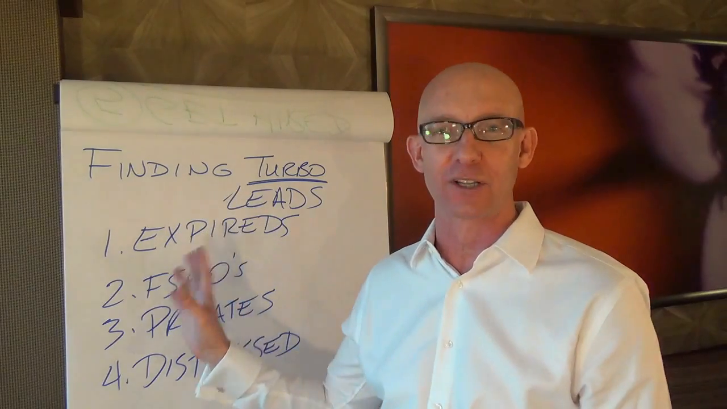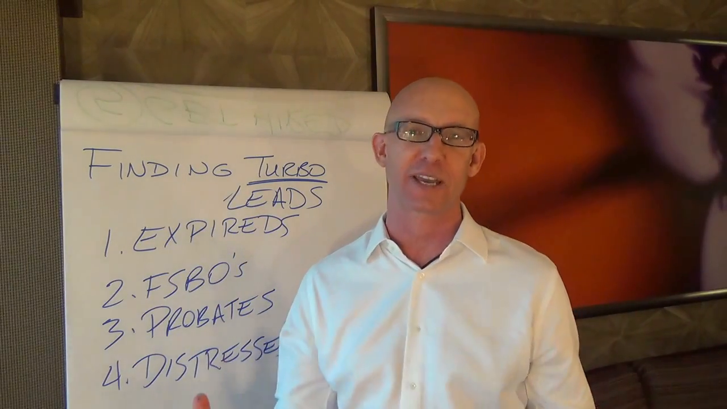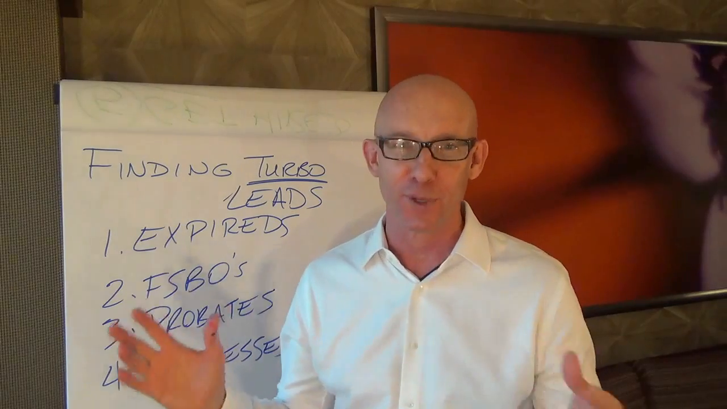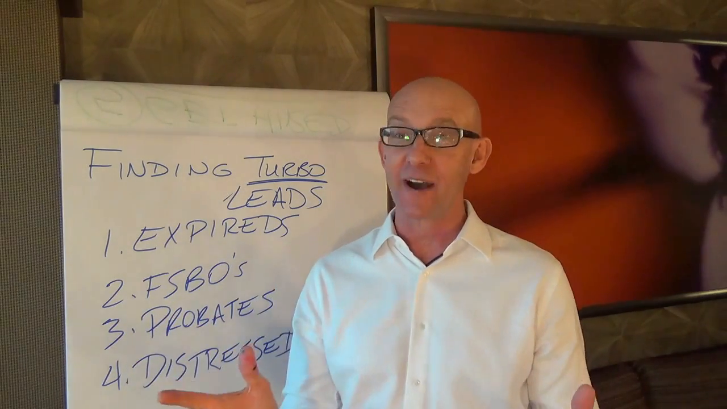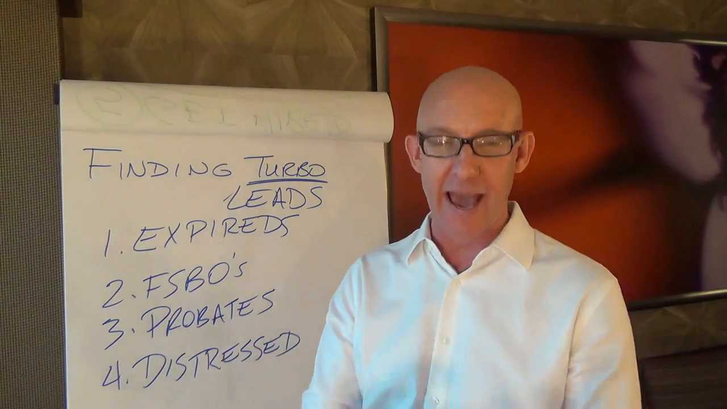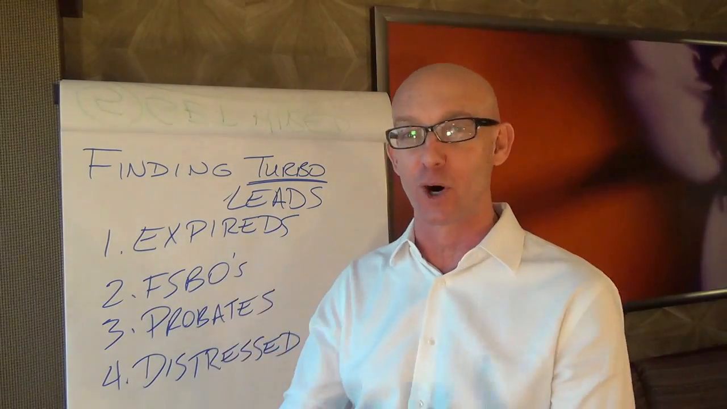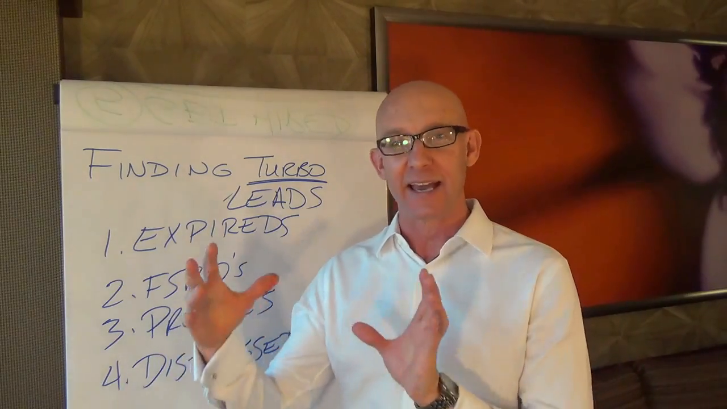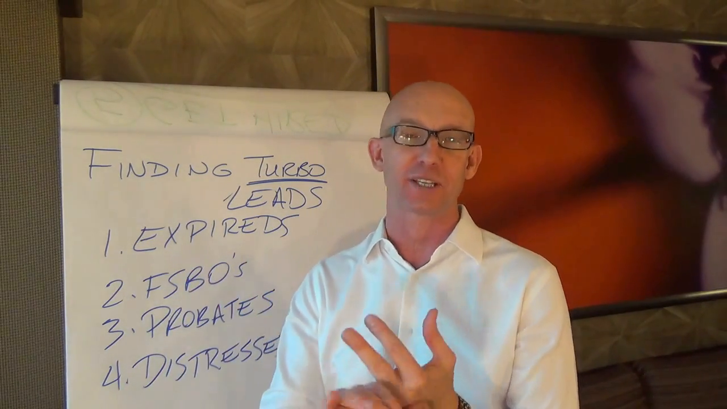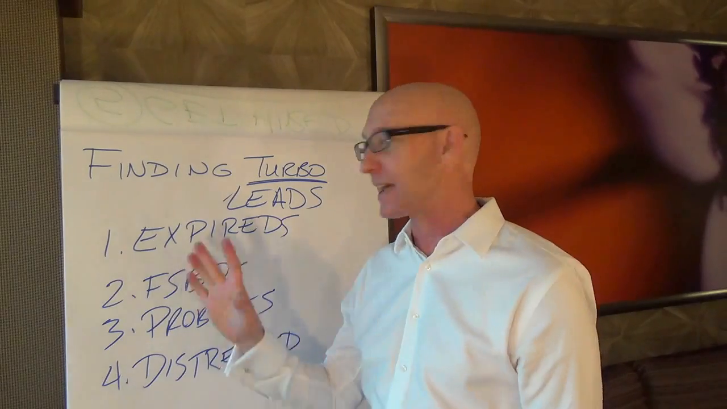The first is your expired listings. Expired and canceled listings is the first category of turbo leads. I love them. They're the best. Here's why. They're easy to find. They're always ongoing. How do you find them? Well, you find them on the MLS. You can run a report that pulls up all the canceled and expired listings in your market area as of this date, and just pull a report. That's how you find them.